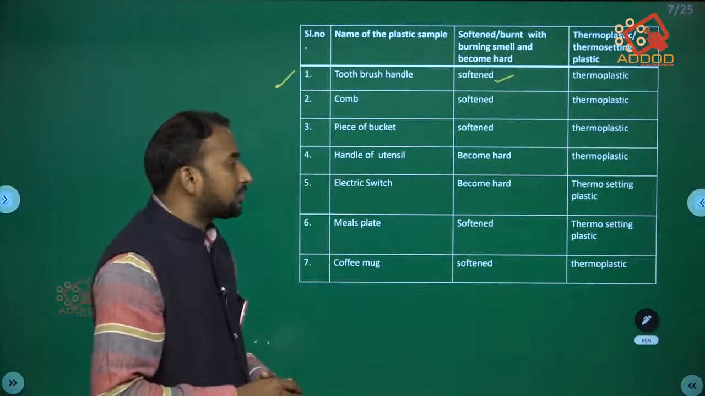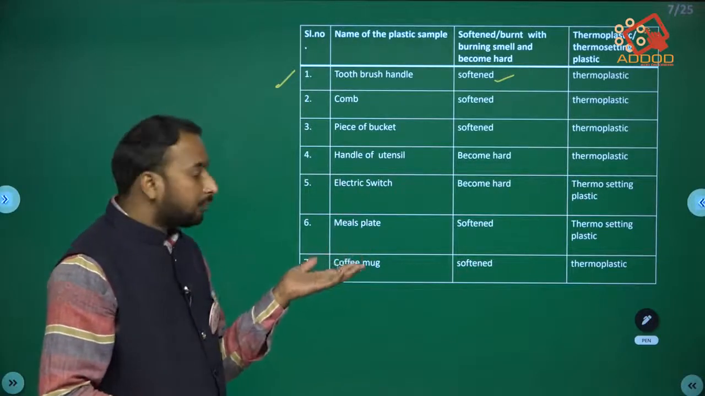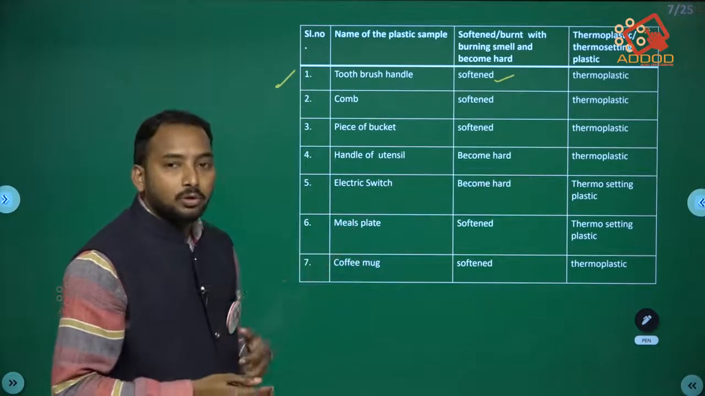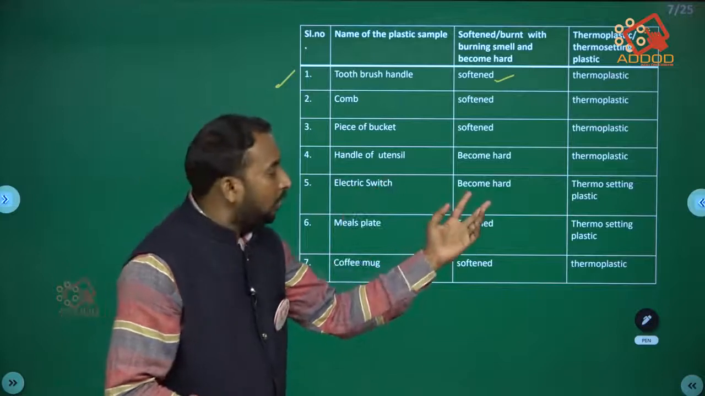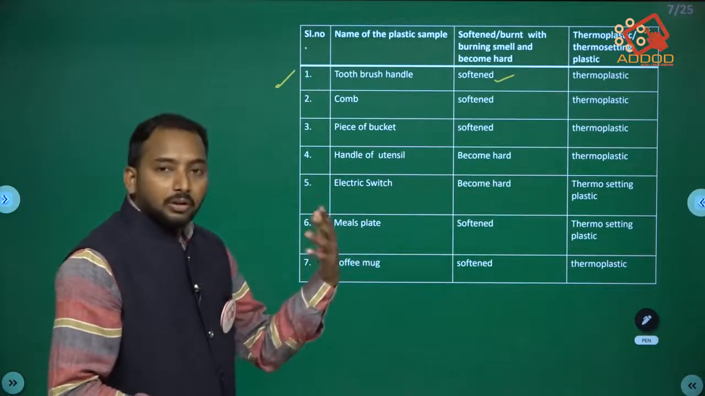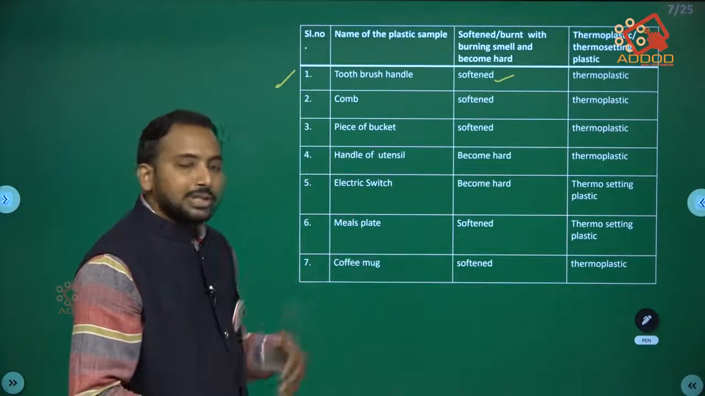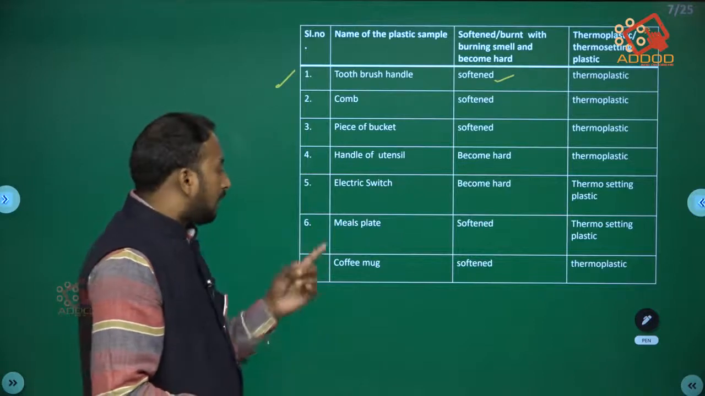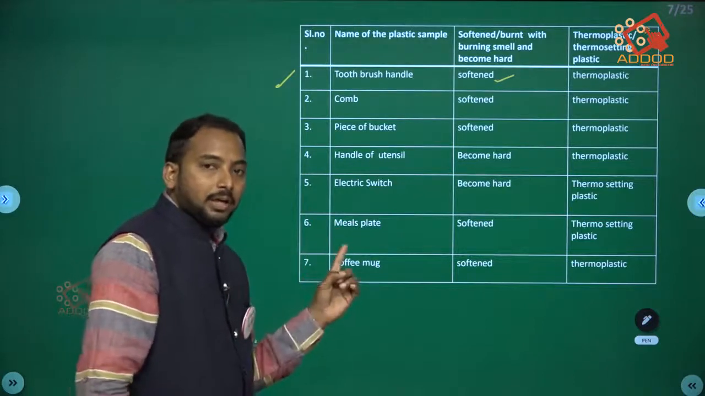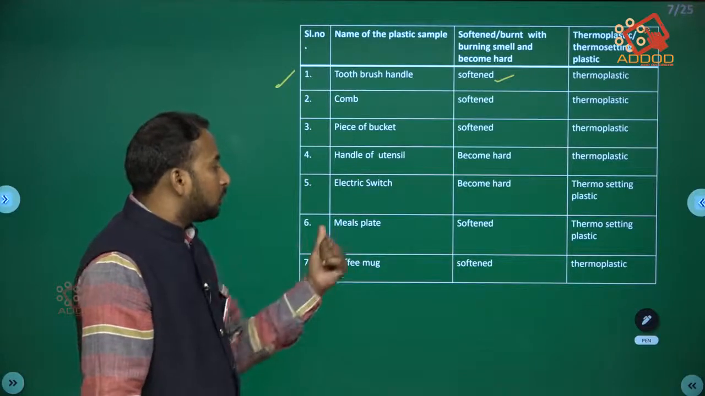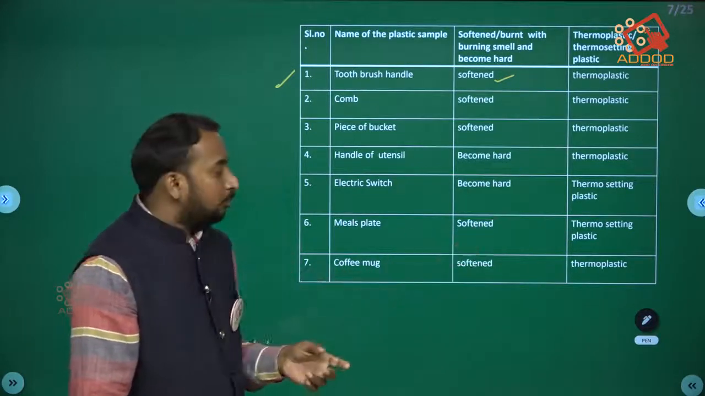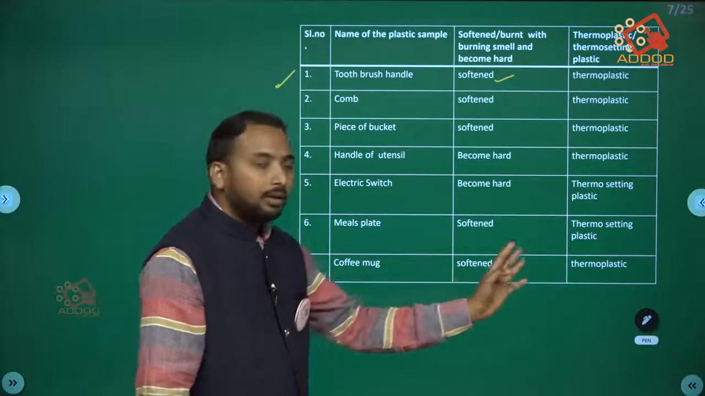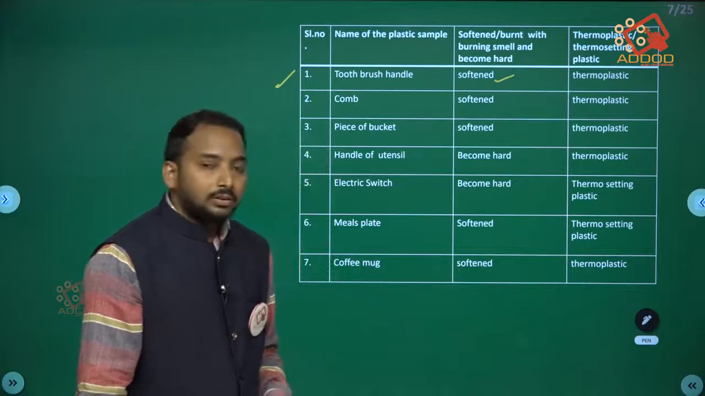And next, the electrical switch. When the electrical switch is put to the flame test, what do you observe? It becomes hard, so is it a thermoplastic or thermosetting plastic? The electrical switch is a thermosetting plastic. And the meals plate is made up of melamine, so it is a thermosetting plastic. And next, the coffee mug is soft, so it is an example of a thermoplastic.